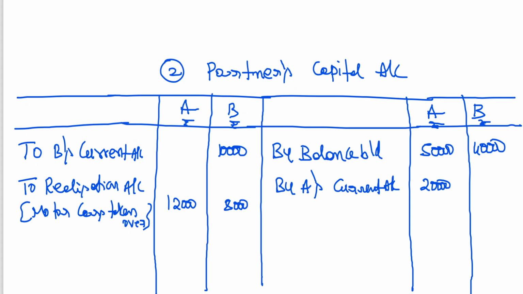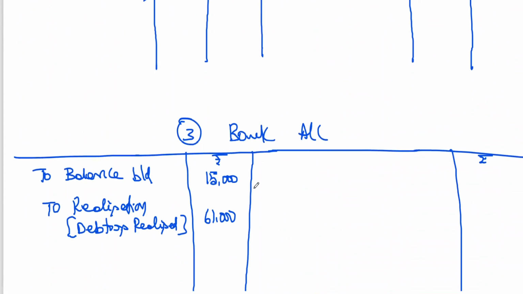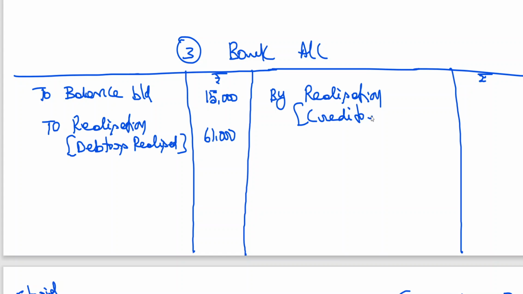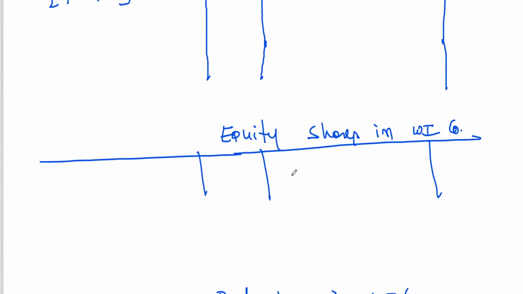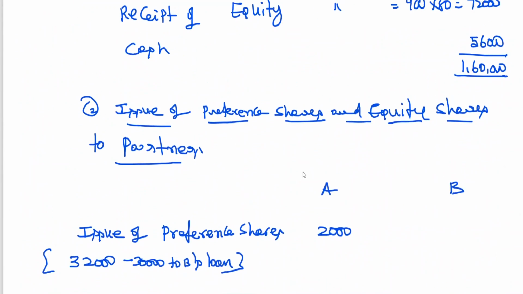Okay, this is completed. Now come back to this, Kratos has been paid. We should write on the bank account credit side, by realization, Kratos paid 51,000. Okay. Now we are left with only B's loan. Now we need to get the information like how the shares have been discharged.